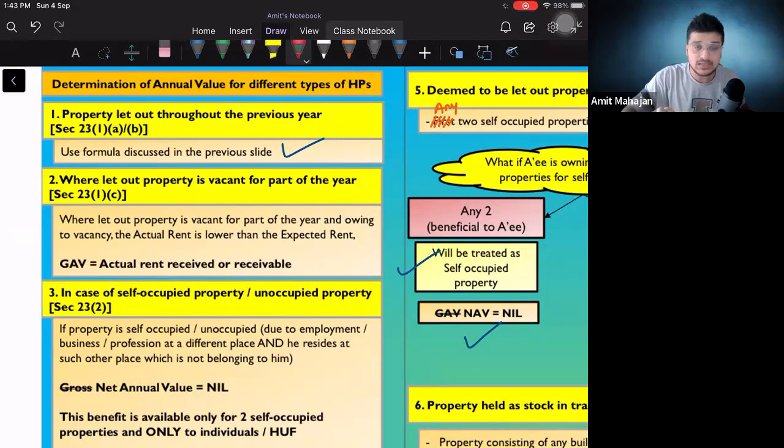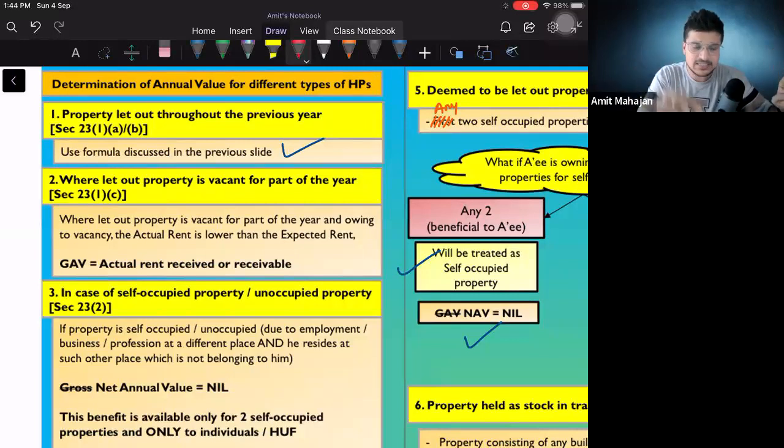Where let out property is vacant for part of the year. Where let out property is vacant for part of the year, it means in one financial year I have let out that property, or maybe you have let out that property to me for 10 months out of 12 months. So for 10 months you have let out that property to me, and for the rest of the 2 months the property was vacant, which means it was a bhoot bangla. I will tell you in the fourth point why I'm saying bhoot bangla specifically.